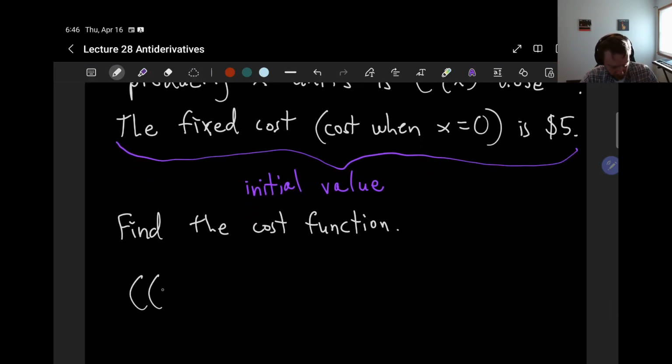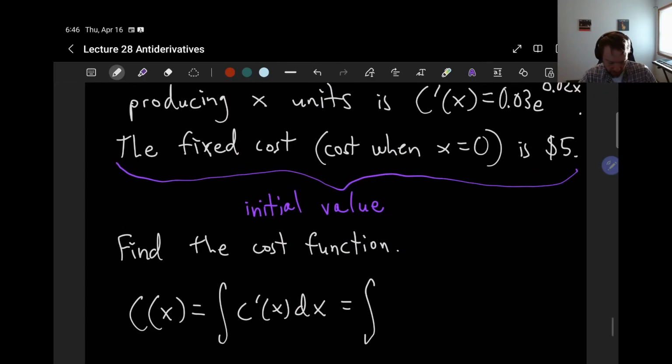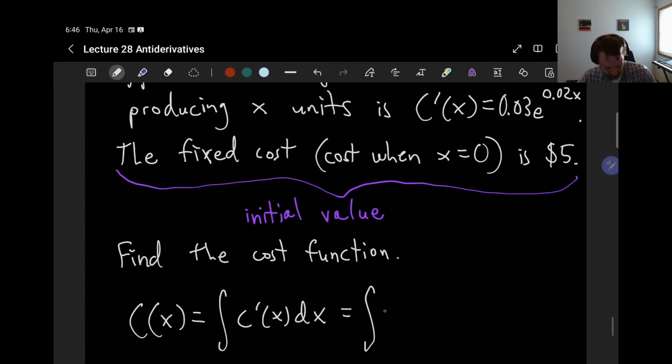So let's call this C of x. It's going to be an antiderivative of that marginal cost, right? Because marginal cost is the derivative of cost. So let's fill in that information. 0.03 e to the 0.02x dx.